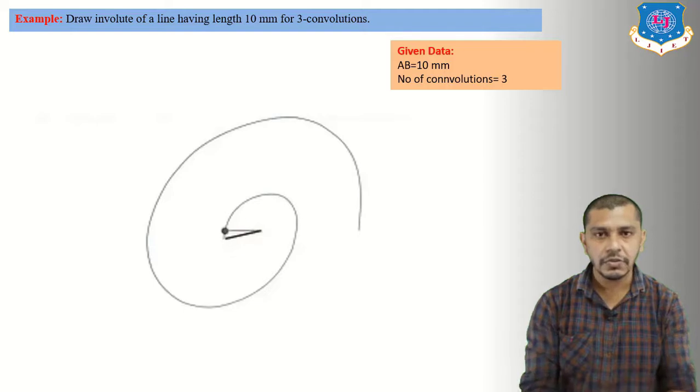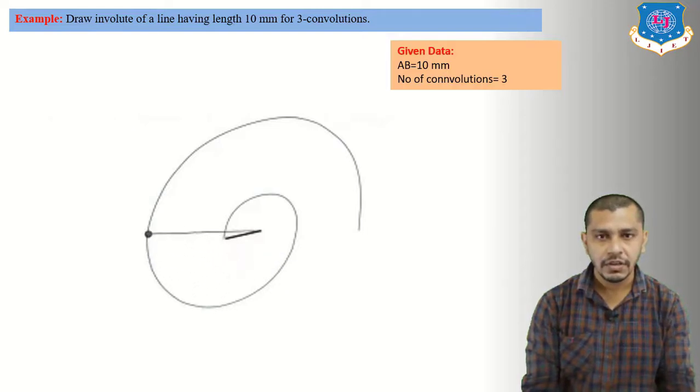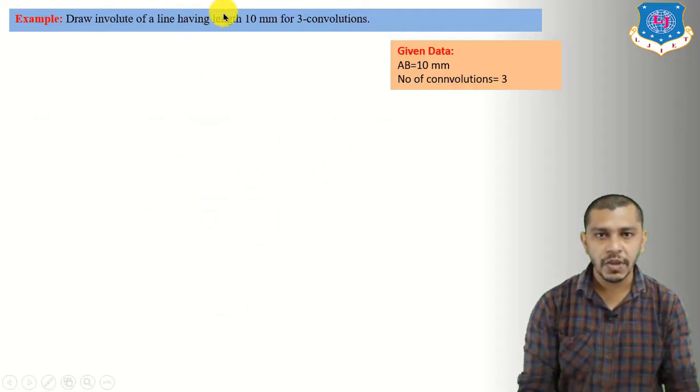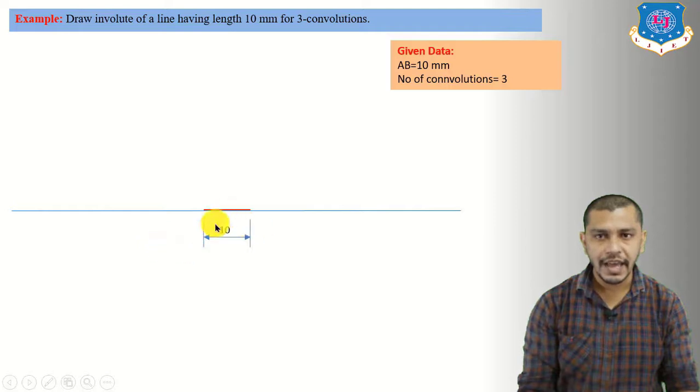In this video you can see that we have unwound a string from a line for 1.5 convolutions. By following this method, in this problem we have to unwind a string for 3 convolutions. So let's start. First of all, draw a line having length 10 mm and extend this line on both sides. Let us say that the name of the line is AB. Now we have to start the unwinding process from point B.